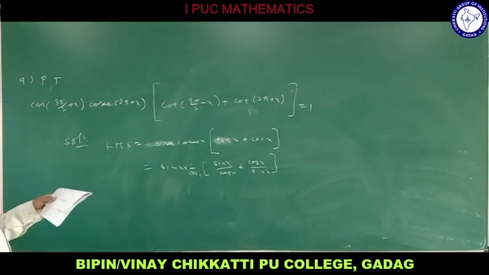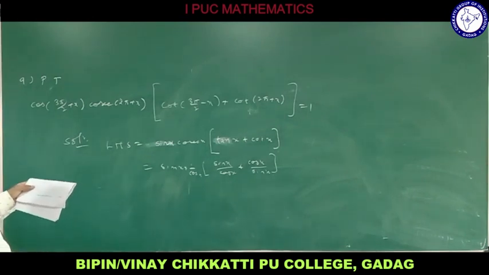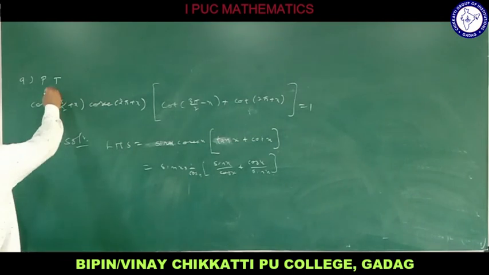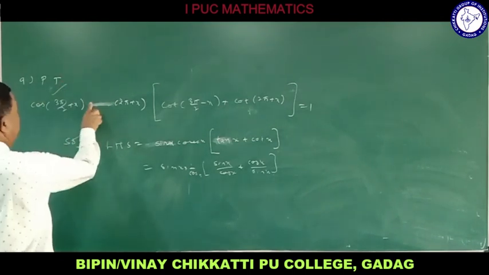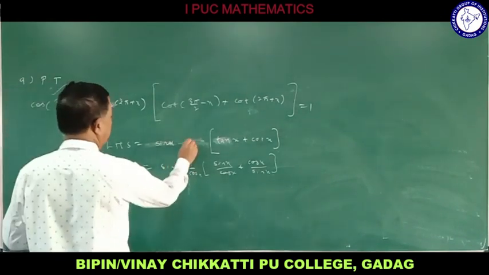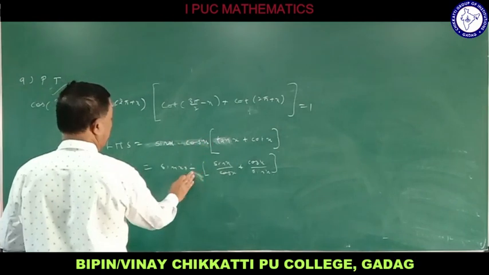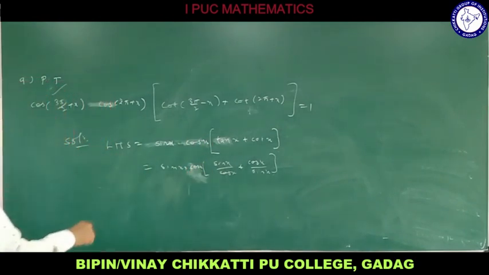When you see the result here, the question is the ninth one, cos of 3 pi by 2 plus x. Here I have written cosec, it is not cosec, it is cos. See, if you are taking the problem wrongly, the things are changing.